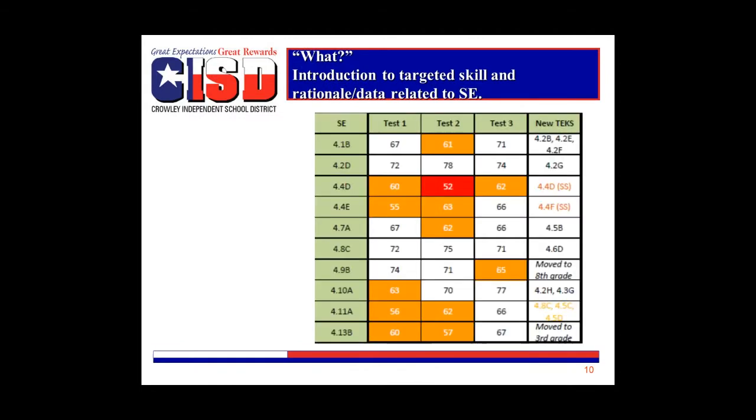hotspot identified using a heat map. For the second 6 weeks in 4th grade math, we will target TEK 4.5b, which was previously 4.7a. Take a moment to read over the TEK and see if you can identify the changes.